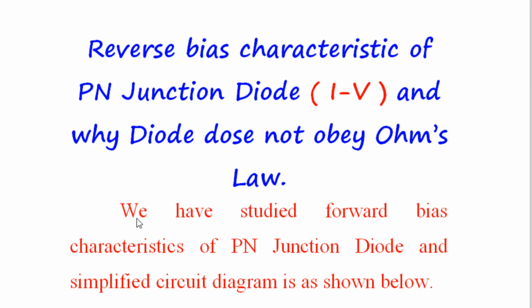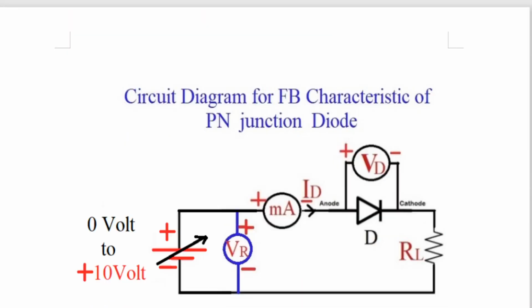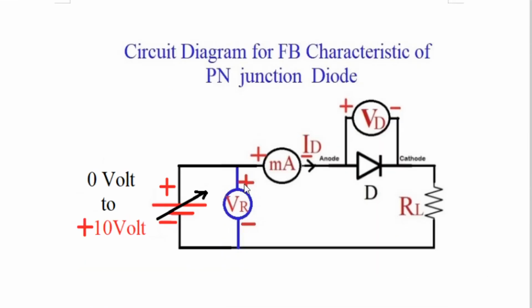In the previous lecture, we studied the forward bias characteristics of PN junction diode, and I am going to show you the simplified circuit diagram for the forward bias characteristics which we have already studied, as shown below. So this is the circuit diagram for forward bias characteristics of PN junction diode. This is not today's topic, but I am showing you the simplified circuit diagram.